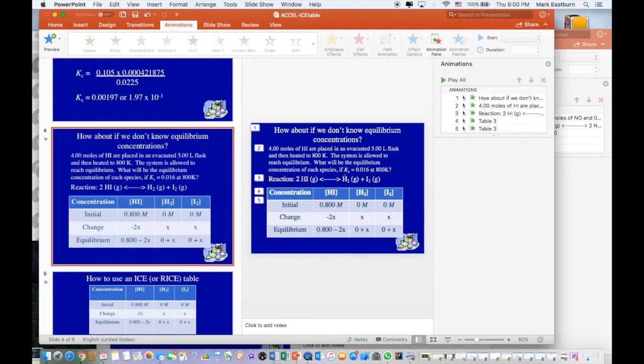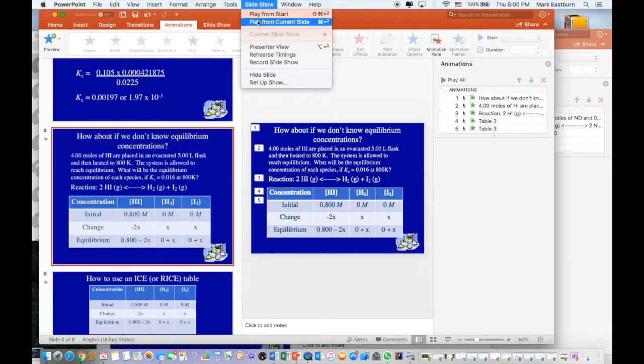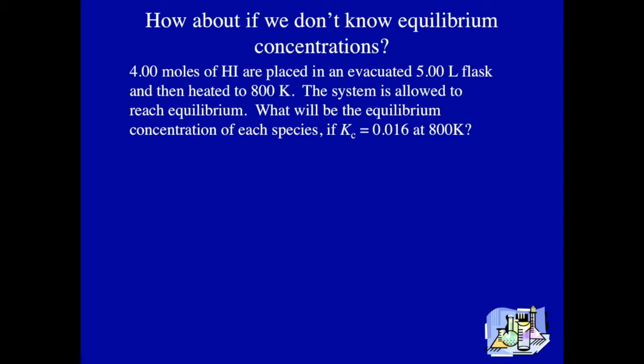What will be the equilibrium concentration of each species? Actually, that does make sense. I don't need to fix that. If the equilibrium constant at this temperature is 0.016 K.